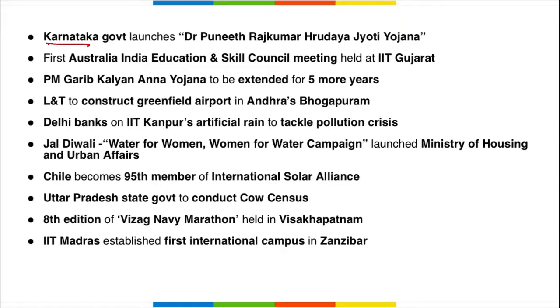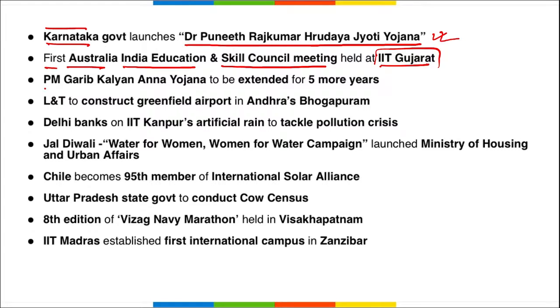Next, Karnataka government launches Dr. Puneet Rajkumar Hruday Jyoti Yojana. Mark this. Then first Australia-India Education and Skill Council meeting. Where was this held? At IIT Gujarat. Then PM Garib Kalyan Anna Yojana to be extended for the next 5 years. L&T to construct a greenfield airport in Andhra's Bhogapuram.